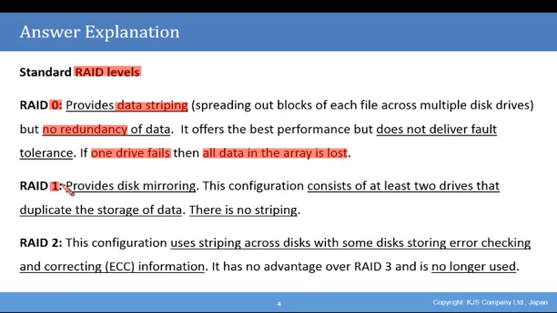In RAID 1, we provide the opposite. This provides disk mirroring. This configuration consists of at least 2 drives that duplicate the storage of data. There is no striping. In RAID 2, the configuration uses striping across disks, with some disks storing error checking and error correction, or ECC, information. This has no advantage over RAID 3 and is no longer used.